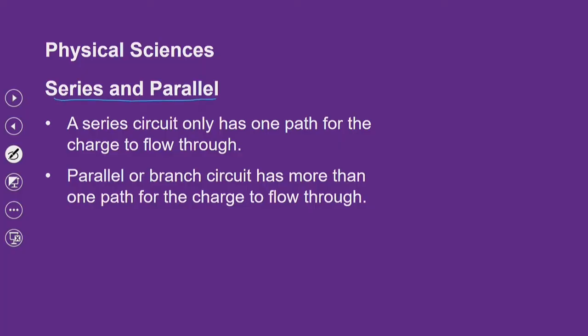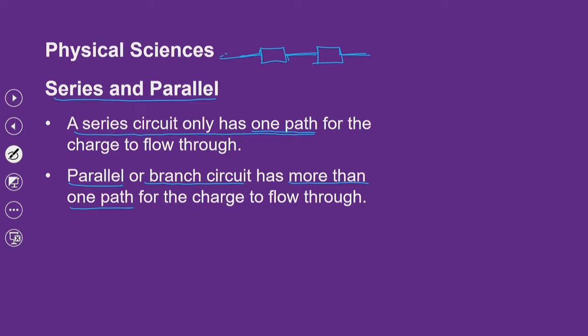So, series and parallel. Now, a series circuit only has one path. This is very important for the charge to flow through it, as opposed to a parallel or branched circuit that has more than one path. Quickly, if we draw that, if we've got two resistors in that type of orientation, there's only one way in which the current would flow. It only has one option.